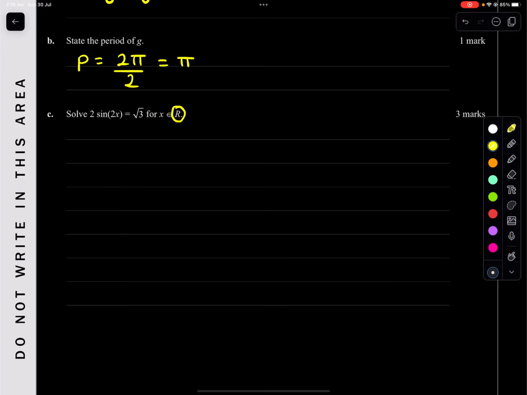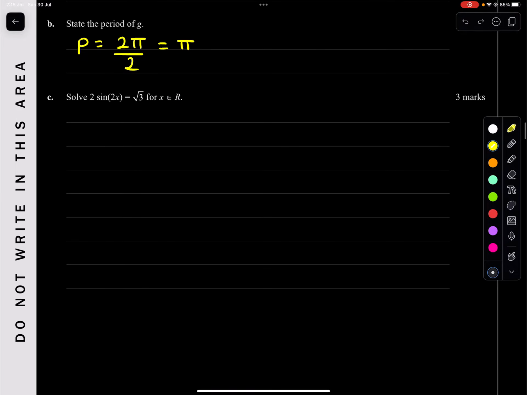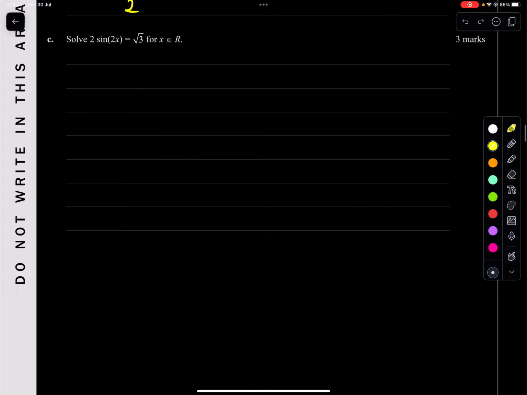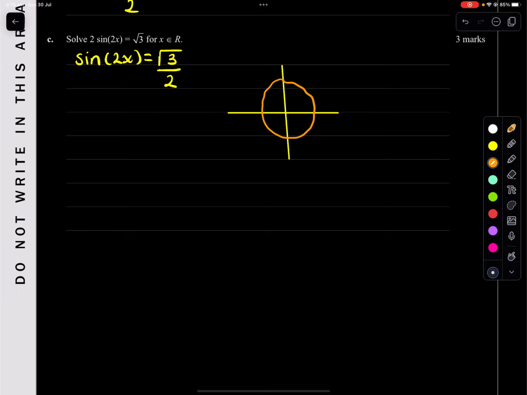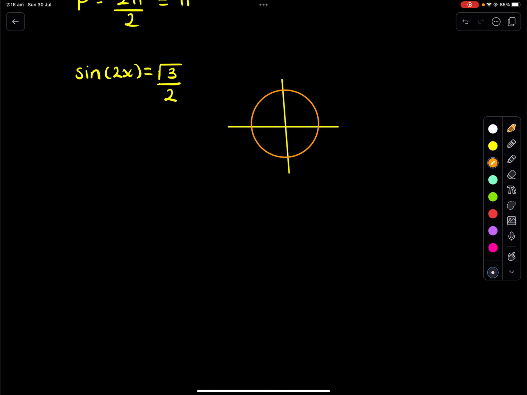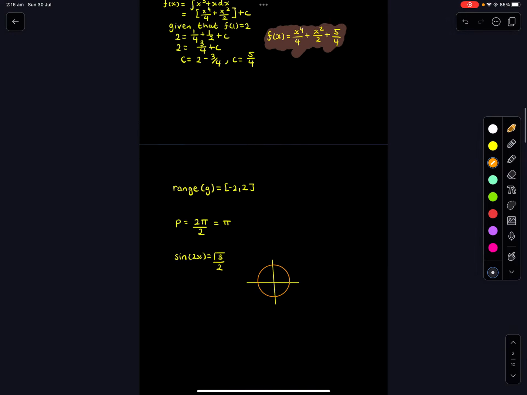Because it's an element of all reals and it's not restricted, it means that the answer is a general solution. So it'll be sine 2x equals root 3 over 2. Let's really look at this. If I'm going to draw a nice diagram here of a unit circle, something like this now.